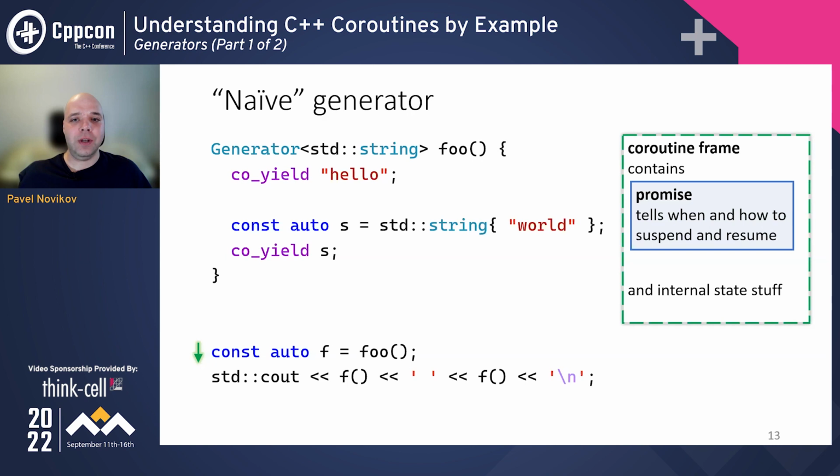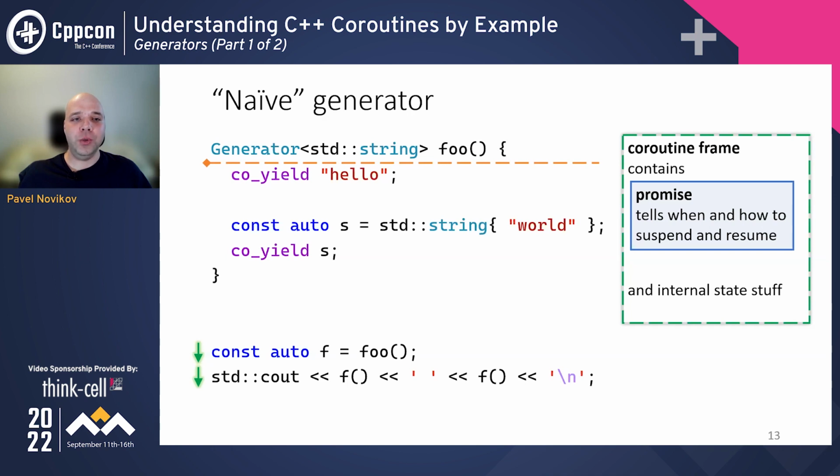So next, after we have done this, we start. Not done yet, I'm sorry. After creating the coroutine frame, we start to execute the coroutine body. And in this case, the promise tells us to suspend at the initial suspend point. So the coroutine is suspended at this point, and after that, the control gets back to the outside code.